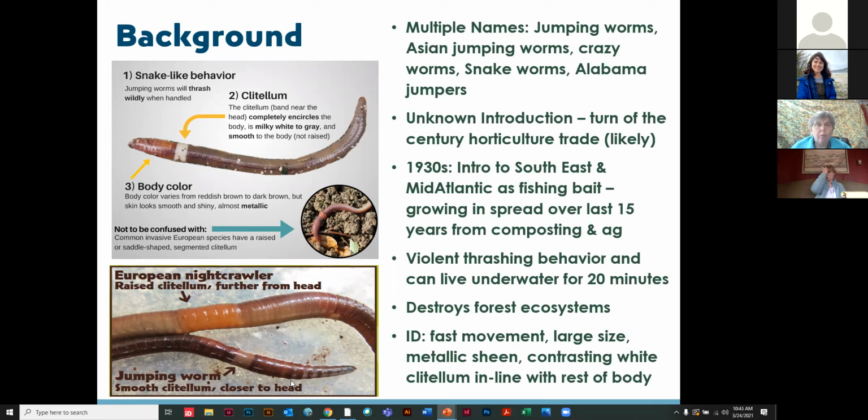And they are a dark red as compared to, say, your night crawler, which is a pale, fleshy, tannish color. They have this bright white clitellum, which is the band that goes towards their head where their reproductive organs are housed. Other than being a bright contrasting color compared to their red metallic-y bodies, it's smooth to their body versus kind of bumping up in other worms.